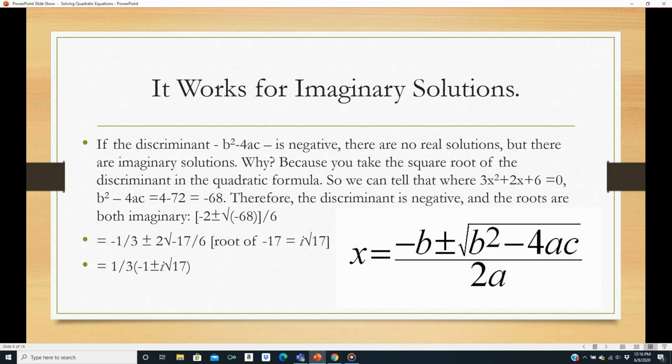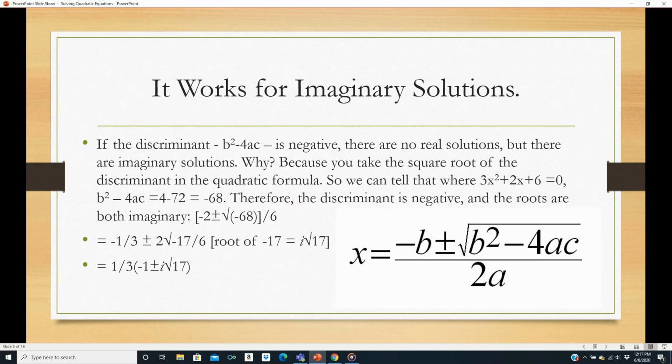So we can tell that where 3x squared plus 2x plus 6 equals 0, b squared minus 4ac is going to be equal to 4, so that's 2 squared, minus 72. Again, 4 times 3 is 12, times 6 is going to be 72, and since it's minus 4ac, it's 4 minus 72, which is -68. The discriminant is definitely negative, and the roots are both imaginary. It's -2 plus or minus square root of -68 over 6.